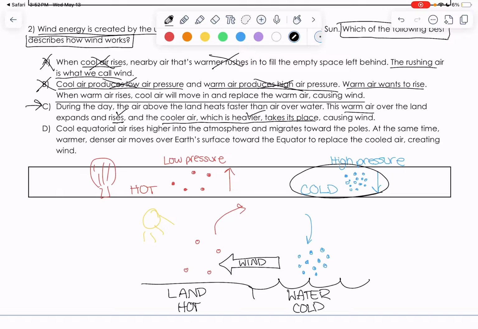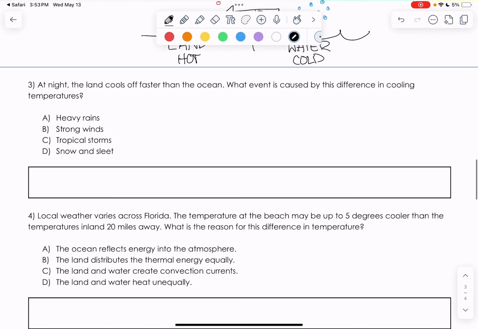Last one, D says cool equatorial air. I can see the word equator in this word. Do I have cold air at the equator? No. Does cold air like to rise? No. And migrate toward the poles. At the same time, warm, denser air. Is warm air dense? Heavy? No, it's light. Moves over the Earth's surface toward the equator to replace the cooled air, creating wind. That is actually the opposite of what happens. We're going to talk about that in a later question. So C was the correct answer there.